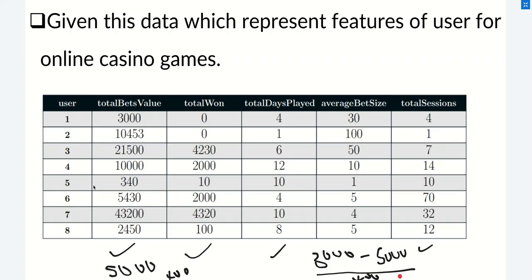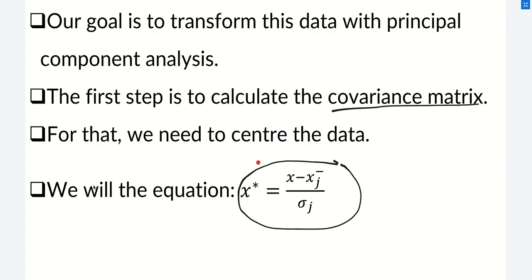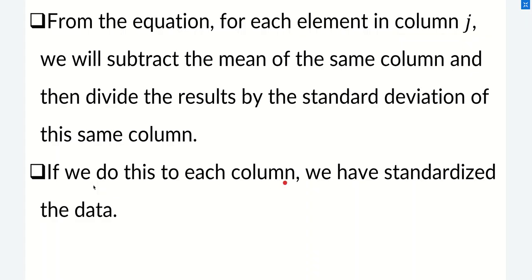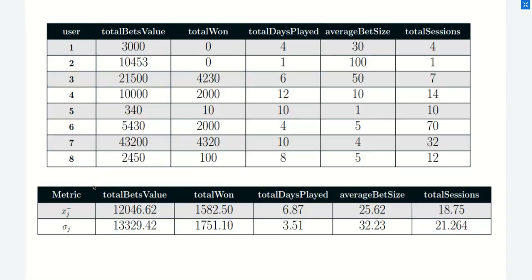400. You get it? So that is that. So we are going to do it for each column. You can write a script to do all these things. So when you do that, this is what you will get. So here we have done the calculation.